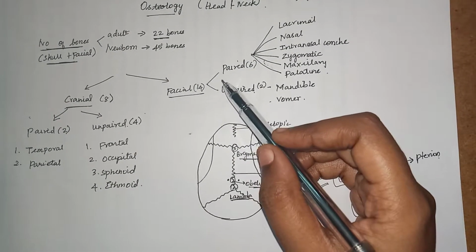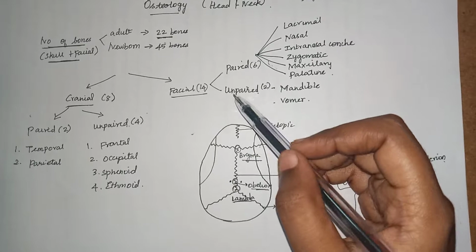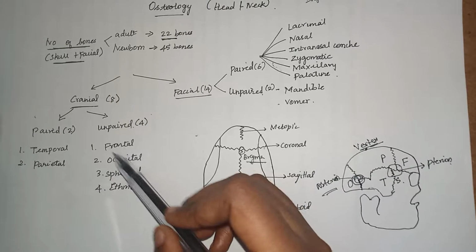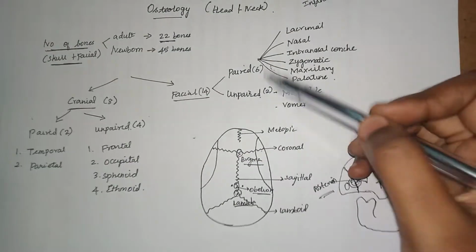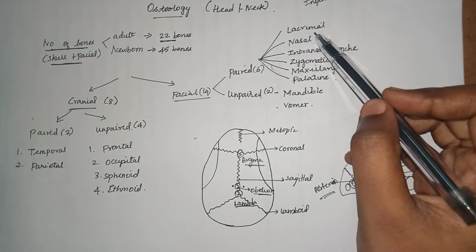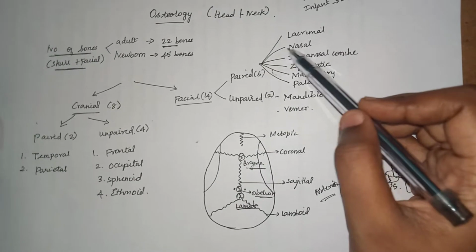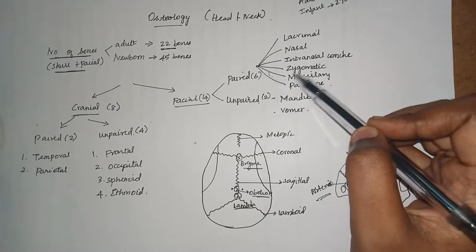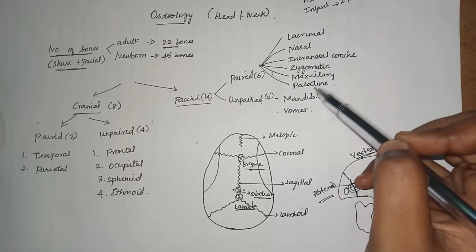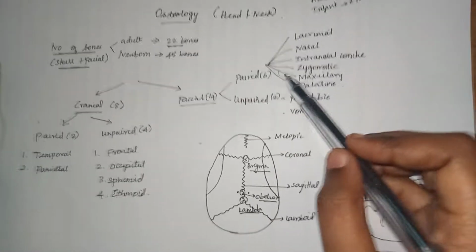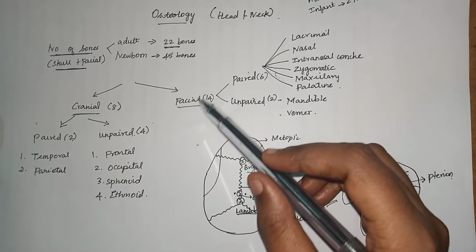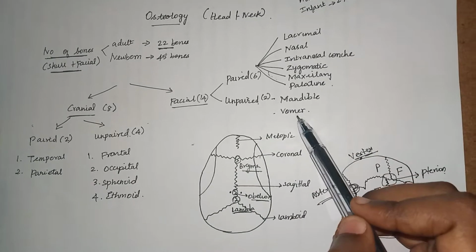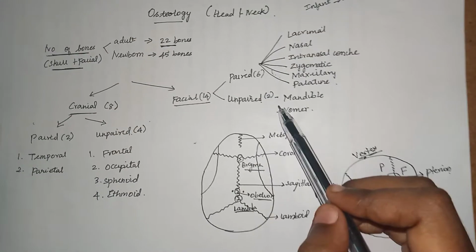Facial bones are also divided into paired and unpaired bones. Paired bones: next to the frontal we have the eyes. In the eyes we have the lacrimal bone. Next to that, the nose: in the nose we have the nasal bone and inferior nasal concha. Then we have the zygomatic bone, maxillary bone and palatine bone. These are paired bones. Totally we have 6 paired bones in the facial bones. Then the unpaired bones number 2, the mandible and the vomer bone. These are unpaired single bones.